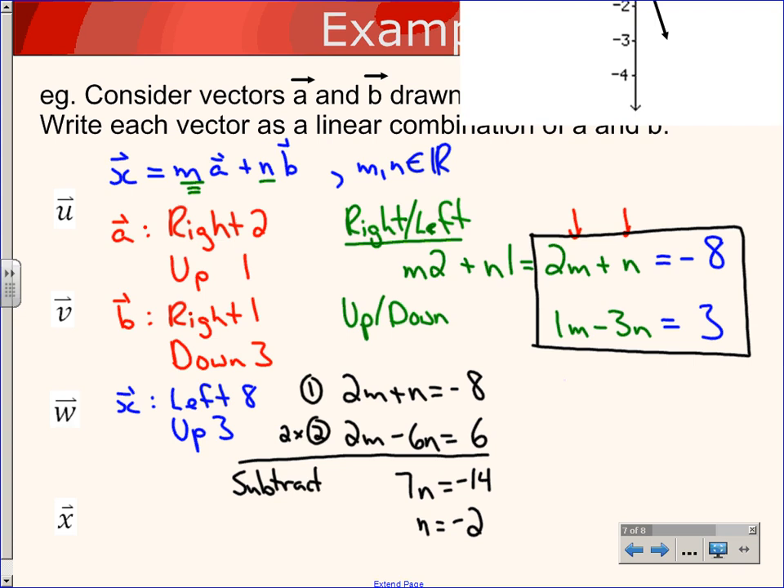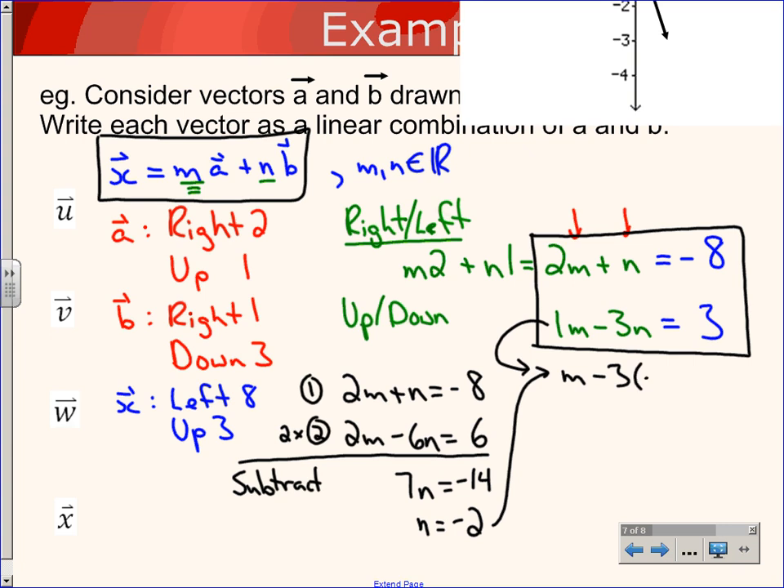So remember what that means. Go back to our statement up here. That's saying that to create vector x, I'm going to need negative 2 vector b's. Well, now that I've got that, I need to find m. So I think I'm going to sub that probably into this equation right here to find m. So m minus 3 times minus 2 equals 3. And what's that going to be? M plus 6. So m equals minus 3, if we solve that equation.